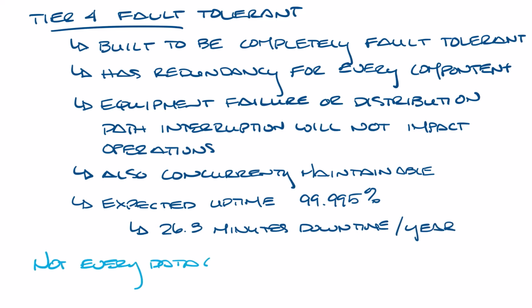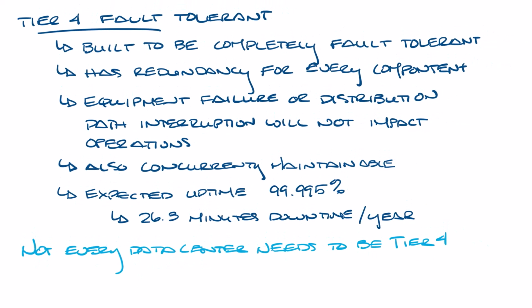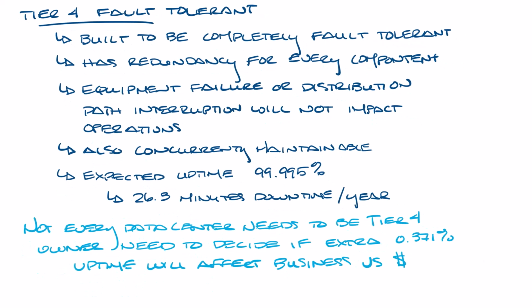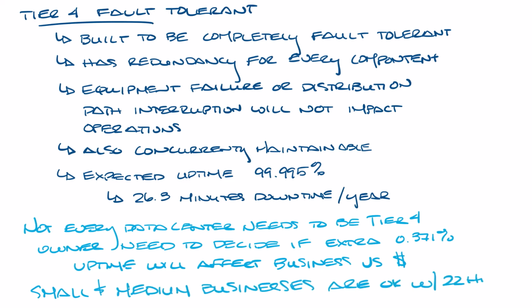Not every data center needs to be a Tier 4. The data center owner needs to determine if the extra 0.371% of uptime is going to impact the business enough versus the cost of getting to that next tier. For a lot of small and medium-sized businesses, 22 hours of downtime is acceptable, and they can't afford the costs associated with the redundancy needed to reach Tier 3 or 4. So let's pull all this back on screen.